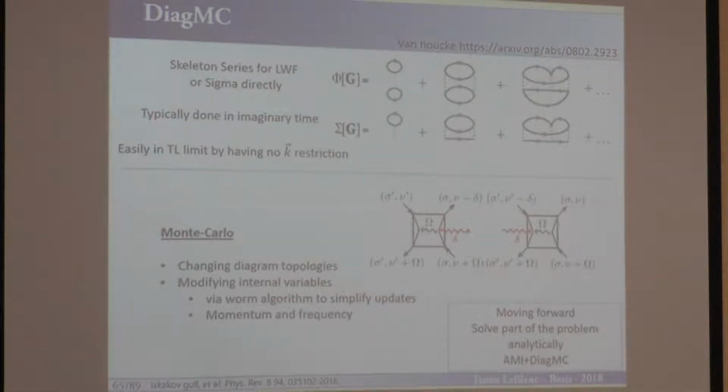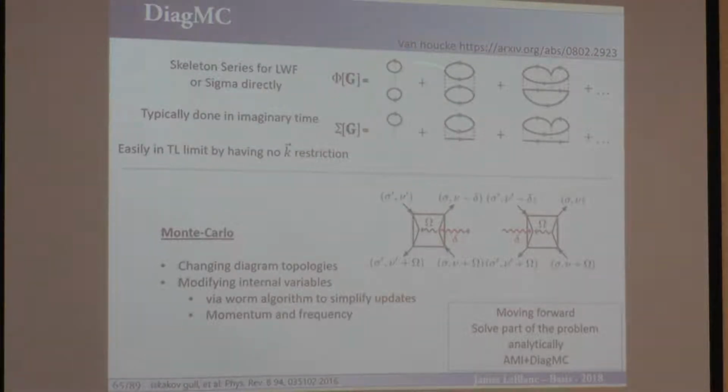The other method I've talked a lot about is diagrammatic Monte Carlo. Essentially, what people typically have done is evaluate something called a skeleton series for either a self-energy or more likely a Luttinger-Ward functional. And this is typically done actually in imaginary time. And one of the reasons for that is that, at least for certain problems, in imaginary time, these objects become real. And that helps with something called a phase problem, which is where you add two complex numbers. And when you average them, they become very close to 0. OK?